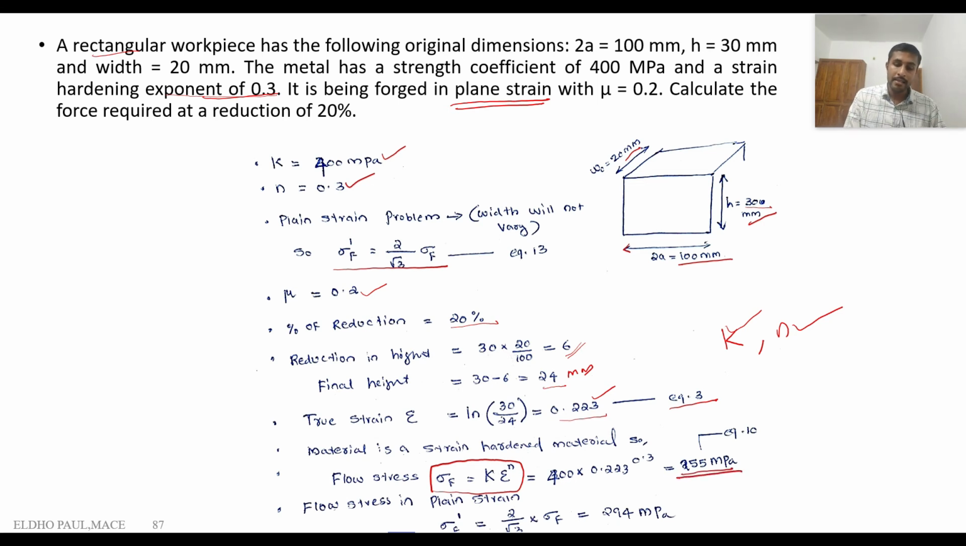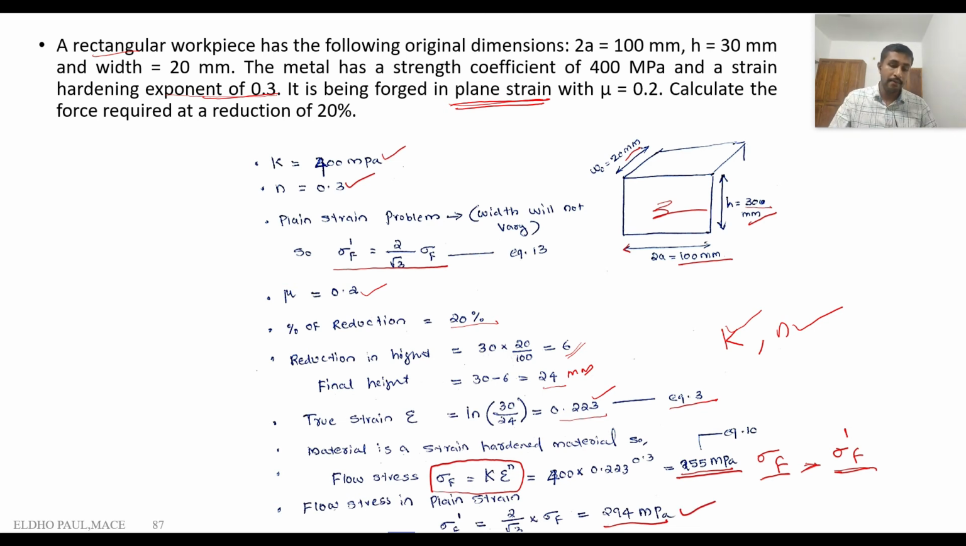And again this is sigma f, but in case of plane strain we need sigma dash f, because in the plane strain equation we use the term sigma dash f. But if this were a cylindrical workpiece, we would need only sigma f. We don't need to convert sigma f to sigma dash f. But here this is a plane strain case, so we should convert sigma f to sigma dash f using 2 by root 3 sigma f, and we got sigma dash f.